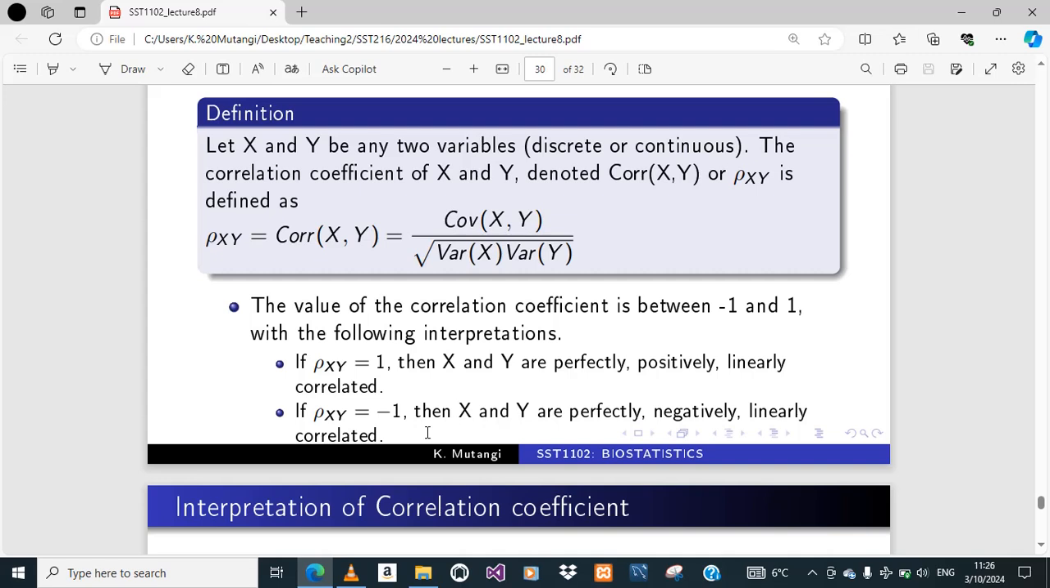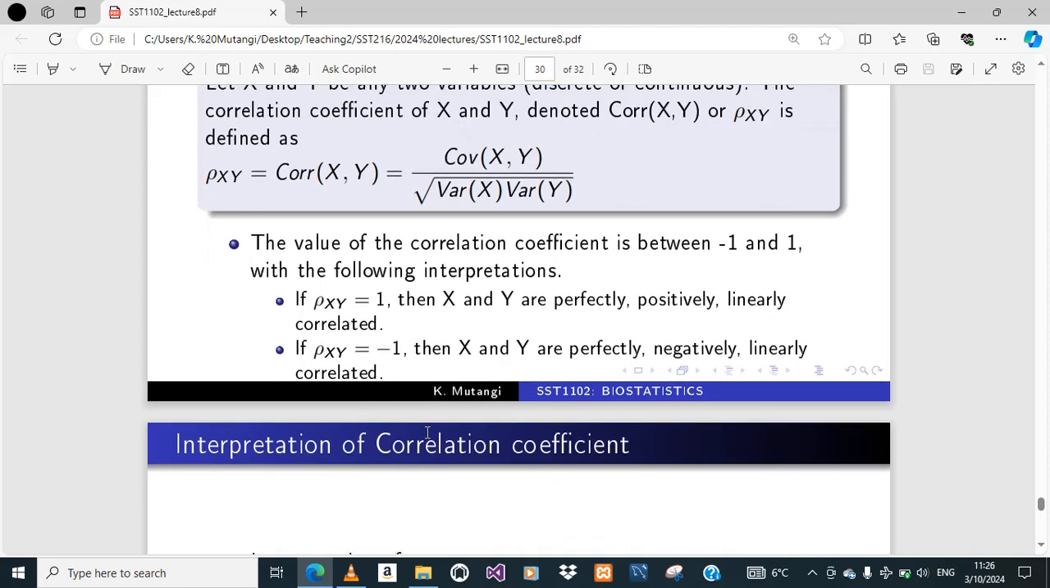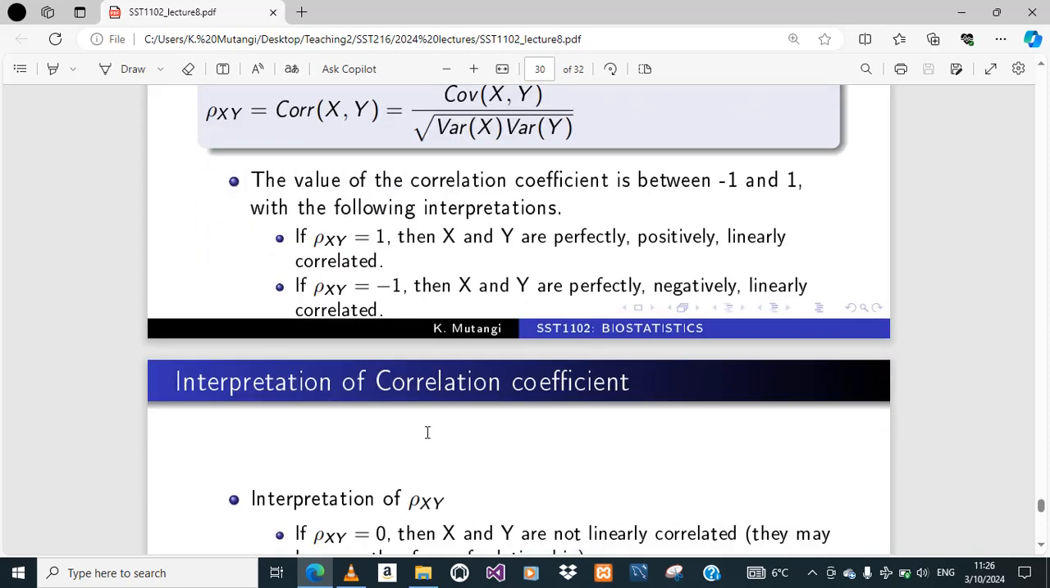Of course, if rho of xy is equal to 1, then x and y are perfectly positively linearly correlated. In short, it means y is increasing at the same rate as x. Now, if rho of xy is equal to -1, then x and y are perfectly negatively linearly correlated, meaning one variable is increasing at the same rate as the other variable is decreasing. That gives a correlation coefficient of -1 there.